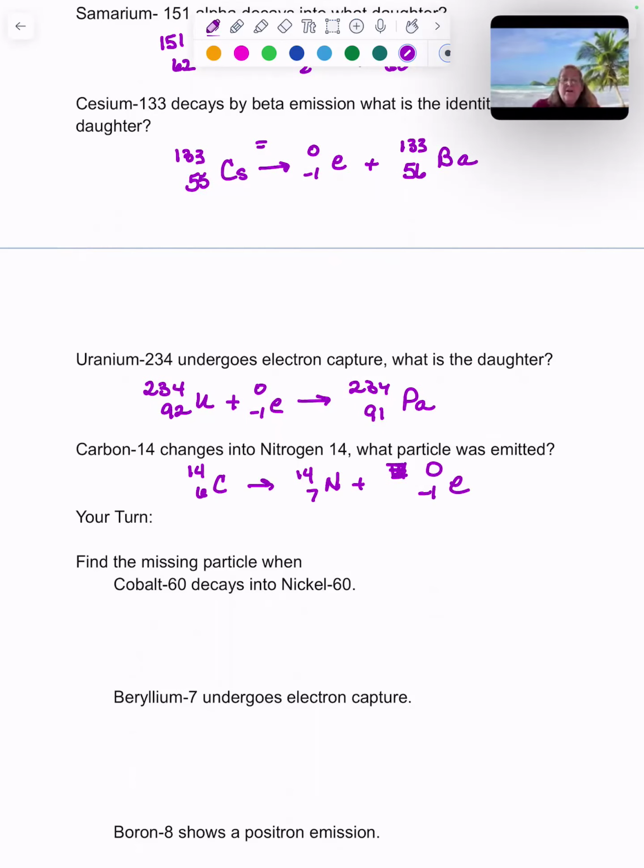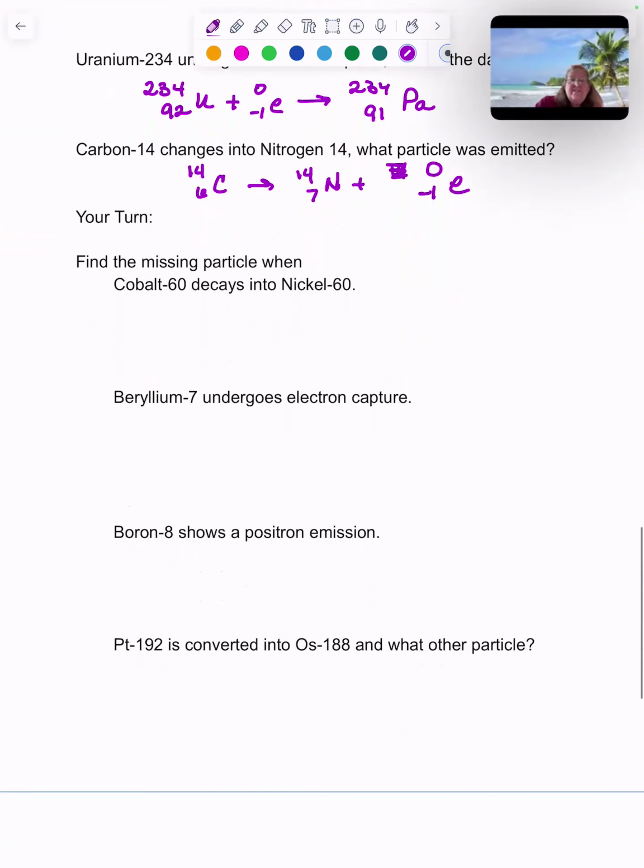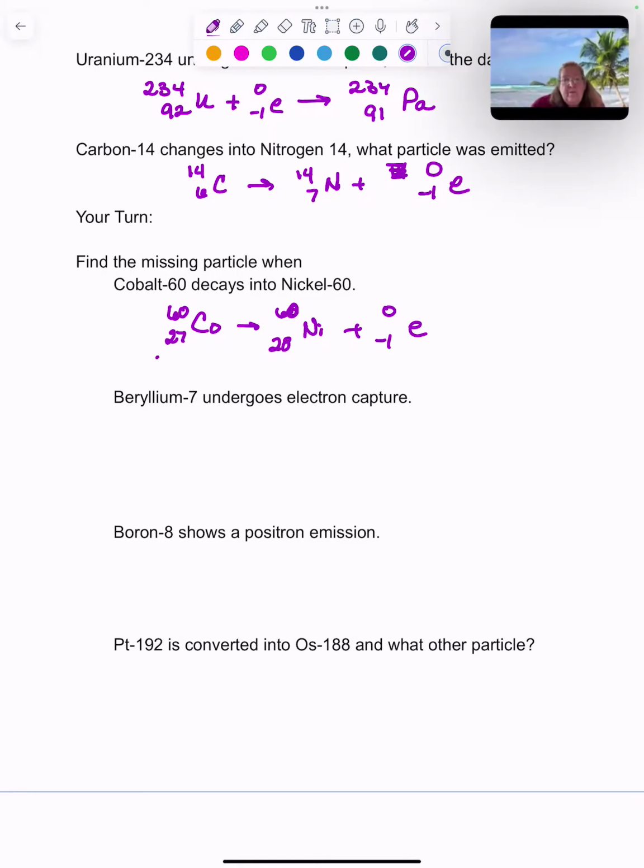Now it's your turn. Go ahead, pause the video, and try a few of these to see how you do. Okay, hopefully you're back. Let's look at this, cobalt 60. Cobalt is atomic number 27. It's going to decay into nickel 60. Now, nickel has an atomic number of 28. So we need to figure out the particle that's here. Well, it's going to have 0 mass. There's only 2 things that have 0 mass, a beta or a beta positive. It's going to be a negative 1 because 28 and negative 1 gives me my 27. So that's just a standard beta particle.